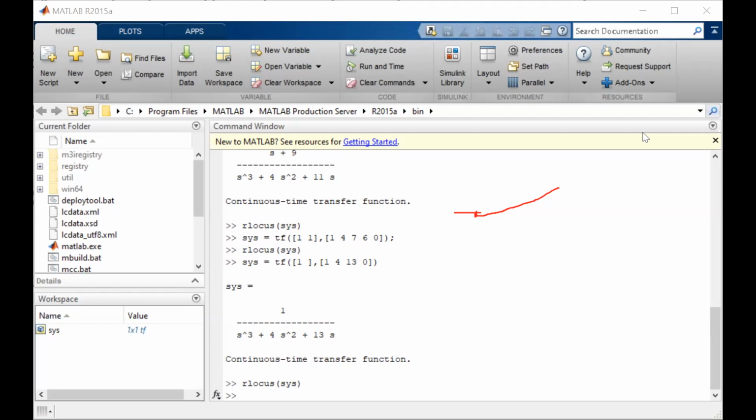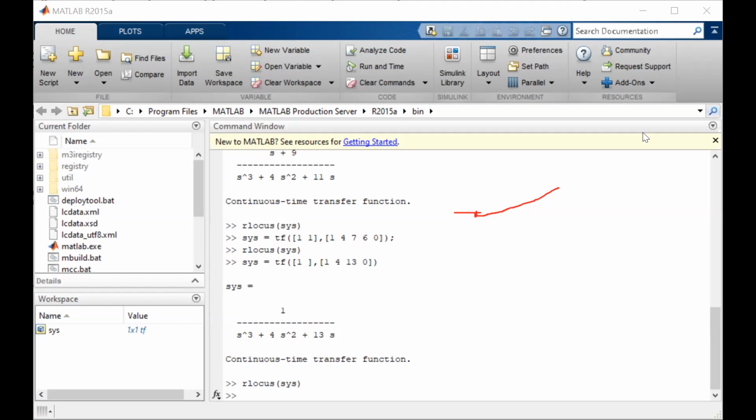This is the point, it was minus 3.6 plus j 3.6. The K marginal value, this was 52. Here it is showing 50.8, and it is minus j 3.58. So this is how the root locus has to be drawn.